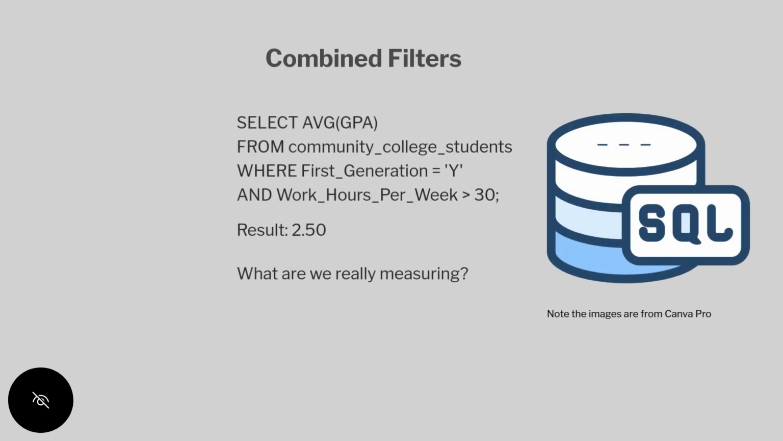So what if we combine the filters? When we combine filters, the average changes again. The data set doesn't change. It's still the same. But the way we looked at it and analyzed it changed the outcome. So what are we really measuring is the question we need to ask.